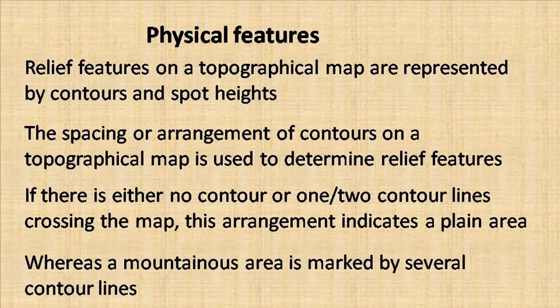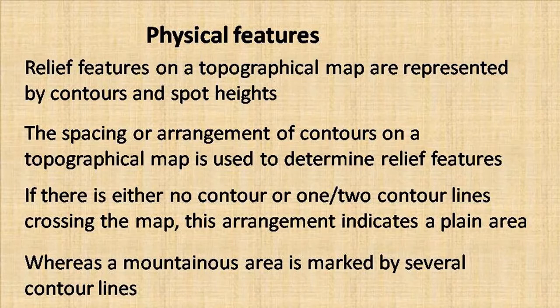Dear learners, as we know that the surface of the earth is not uniform and it is made up of several physical or relief features like mountains, hills, plateau, plains, rivers, or lakes. Relief features on a topographical map are represented by contours and spot heights. So therefore, the spacing or arrangement of contours on a topographical map is used to determine the relief feature.